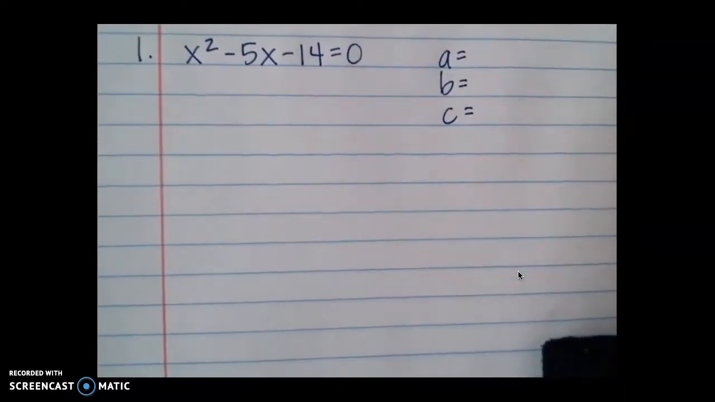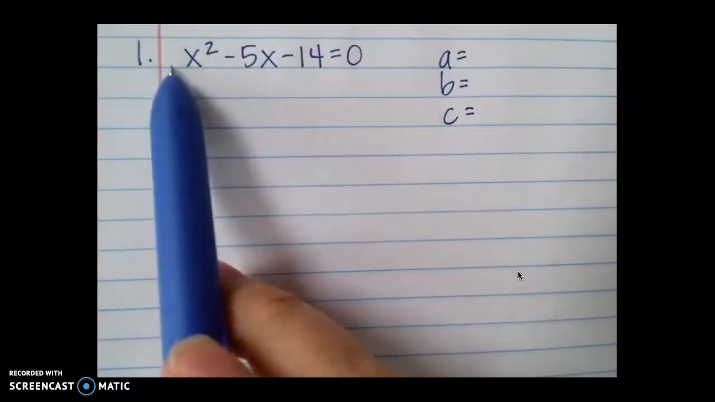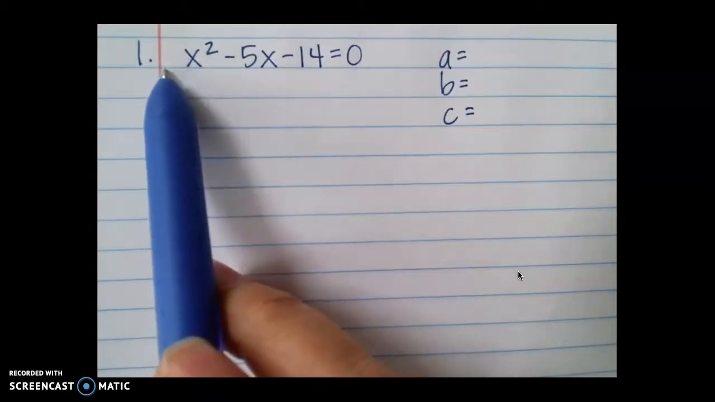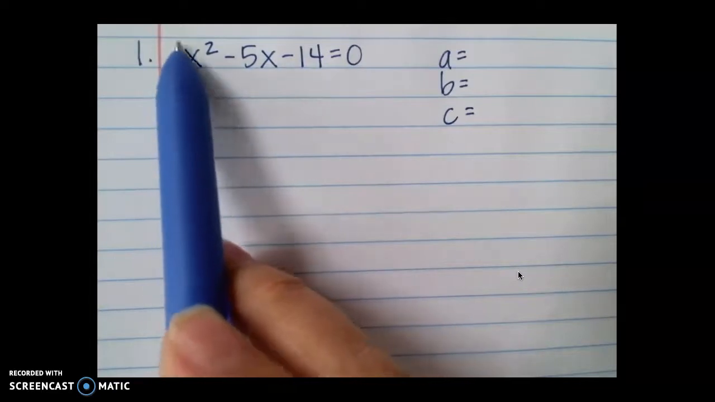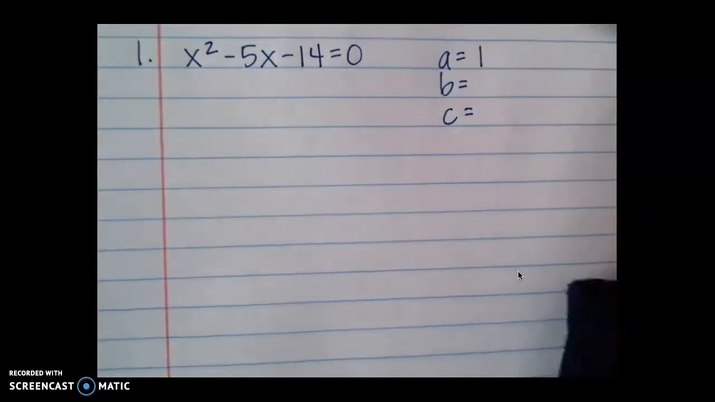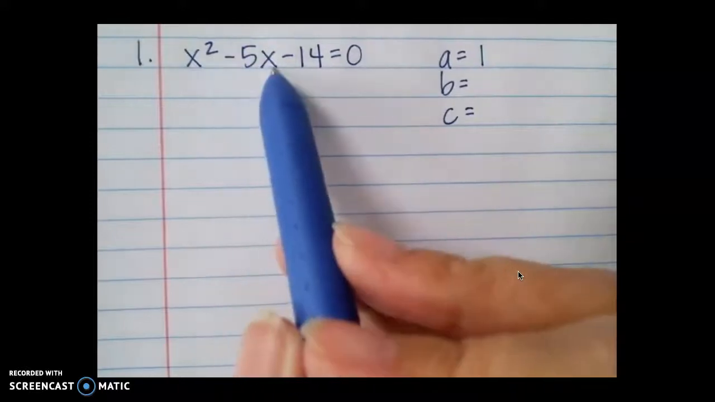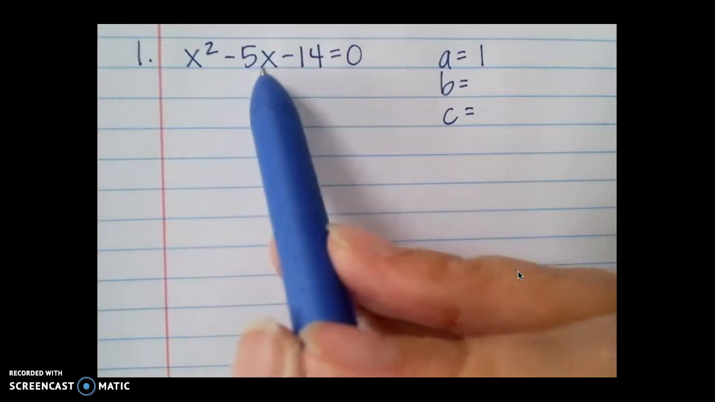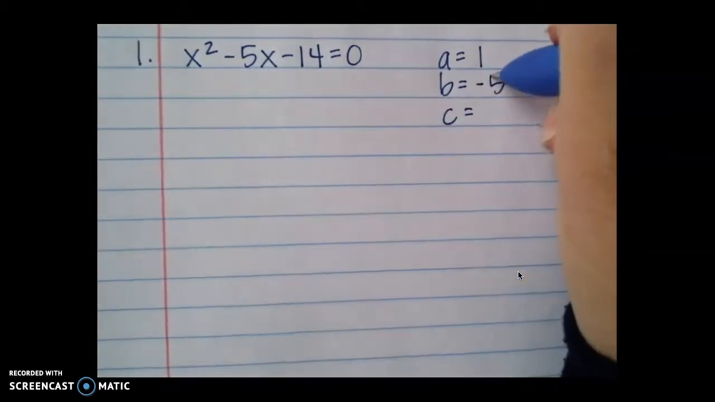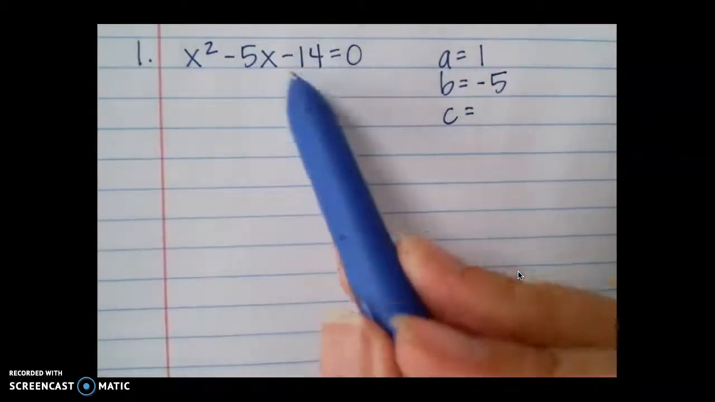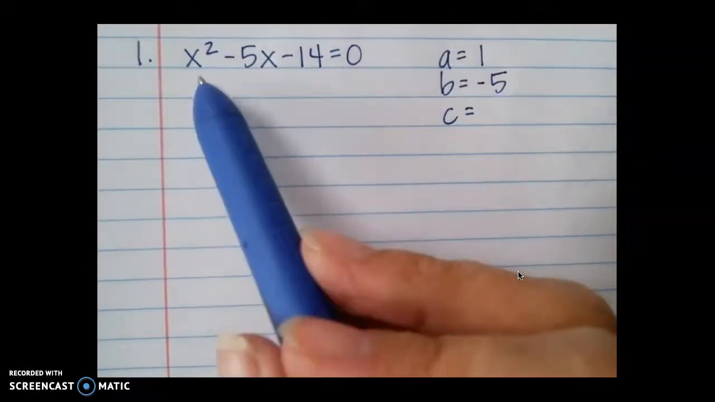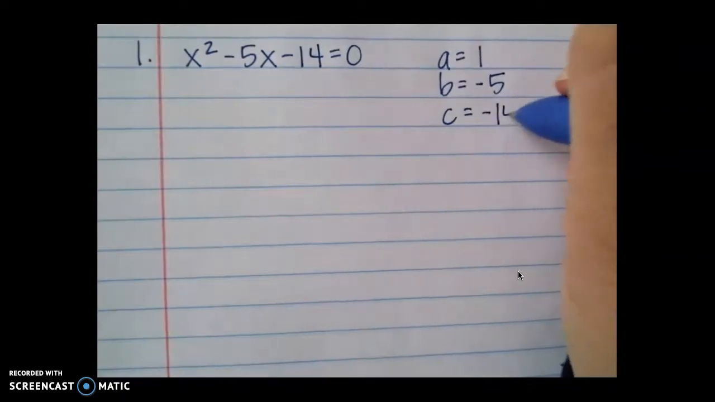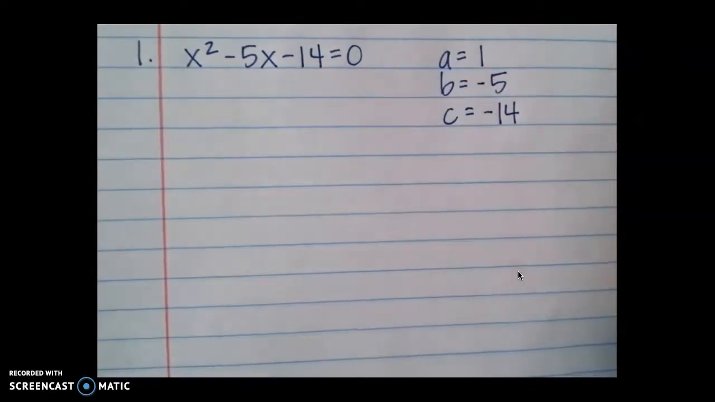Okay, so remember the A term is the number in front of x squared. It's not the x squared, it's the coefficient in front of it. So that would be a hidden invisible 1. So our A term is 1. B term is the coefficient that's in front of x. So that is negative 5. And then you've got your C term, which is just the constant that comes at the end, if you have it in standard form, and that is negative 14. We've already done this part before, so hopefully that looks familiar.